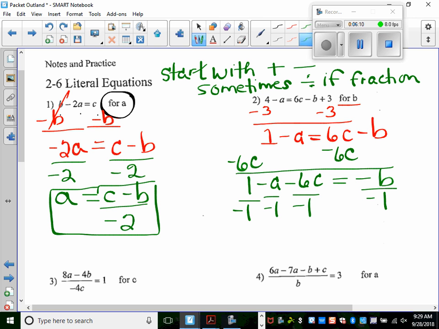So let's just go ahead and divide through by the negative. So that's going to change the first term to negative 1, positive a, positive 6c, and then that equals b. So dividing through by negative just basically changed the signs of everything. Okay, and that's your answer.